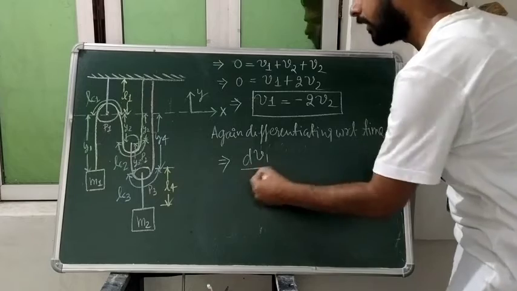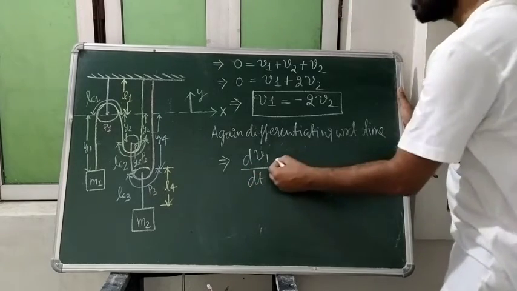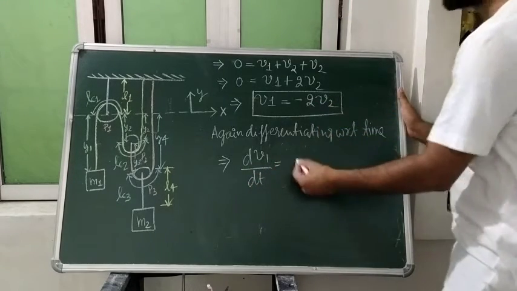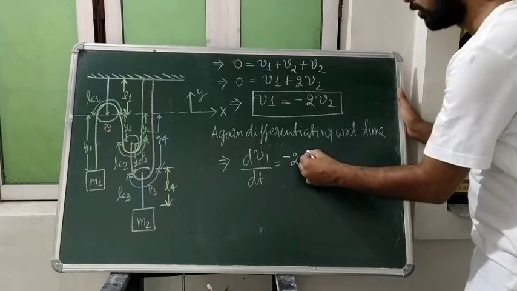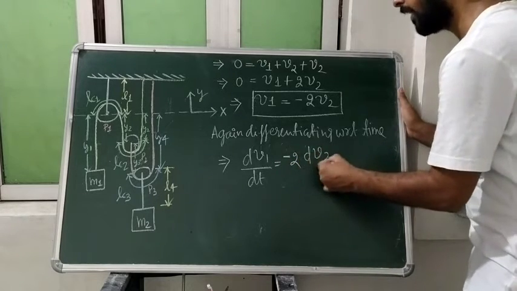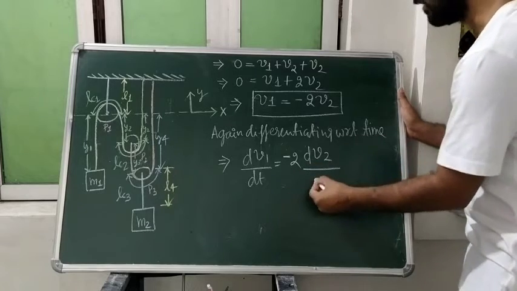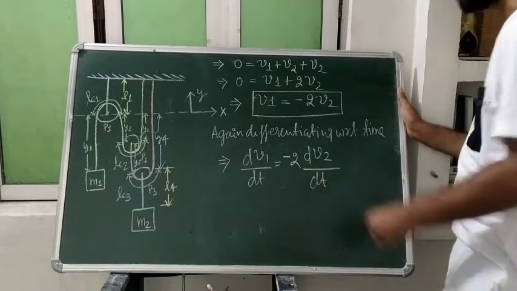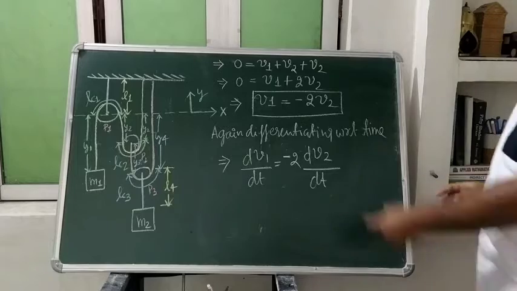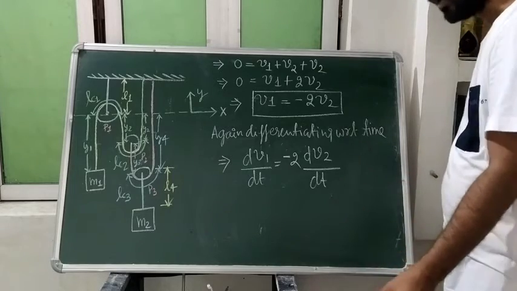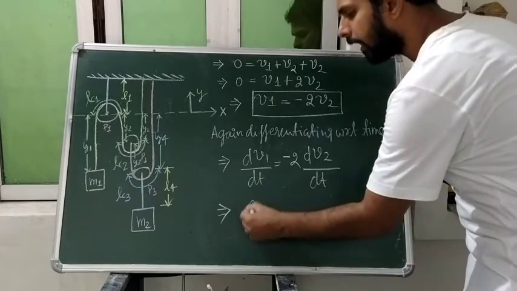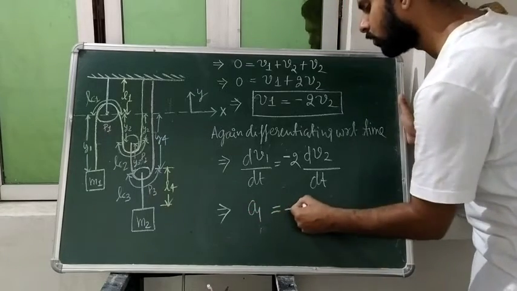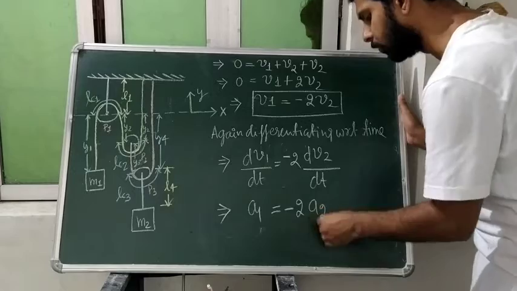So when we differentiate again with respect to time, it will become, student, del v1 upon del t minus, and this 2 is also constant, so that will come out outside the derivative. Remember this, that constants and signs will come out outside the derivative. And here we will get del v2 upon del t. So from here what will we get, student? That our a1 will be minus twice of a2.